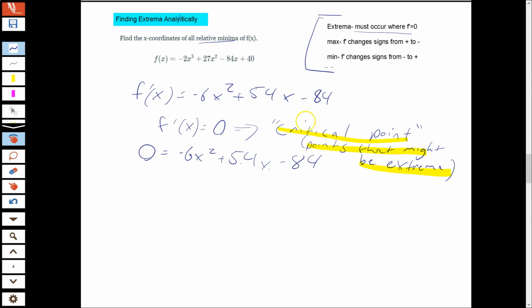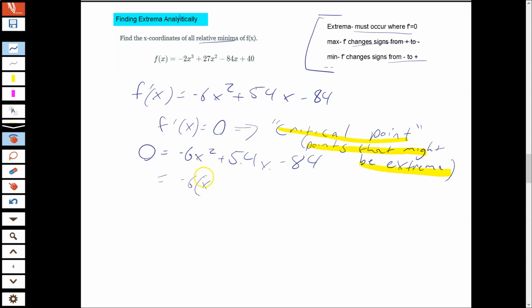And I say might be because we also have to check that the derivative changes signs in order to show that it's an extrema. Otherwise, it might be, well, I'll sketch a graph of what it might look like if f prime does not change signs here in a second. And then I'm going to solve this now, and you guys have been doing this since probably your freshman year, maybe 8th grade, maybe 10th grade, I don't actually know.